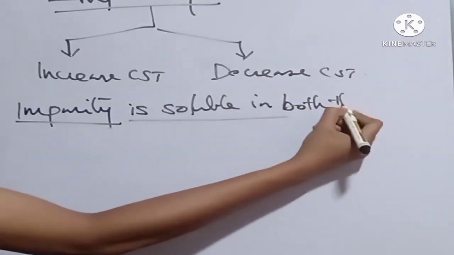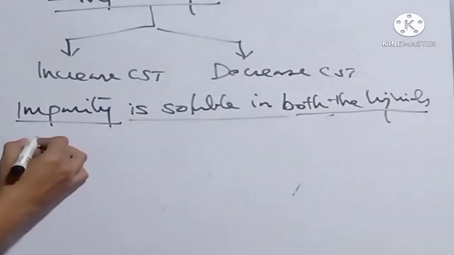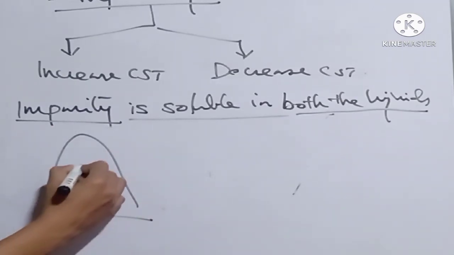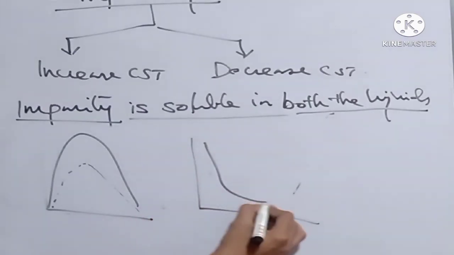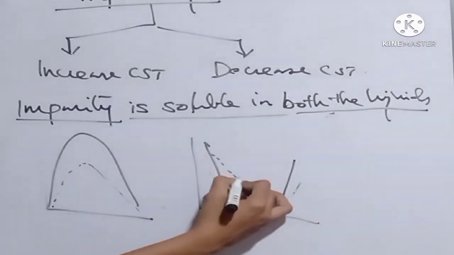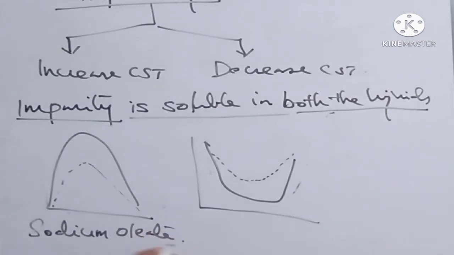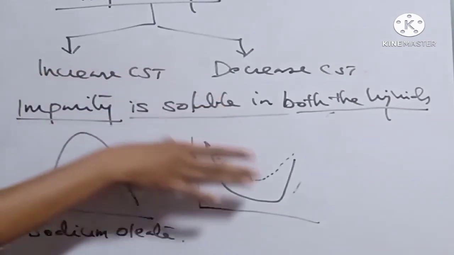On the other hand, if the impurity is soluble in both the liquids, then for upper CST, the value decreases. And for lower CST, the value increases. For example, if we add sodium oleate into the phenol water system, sodium oleate is soluble in both phenol and water.